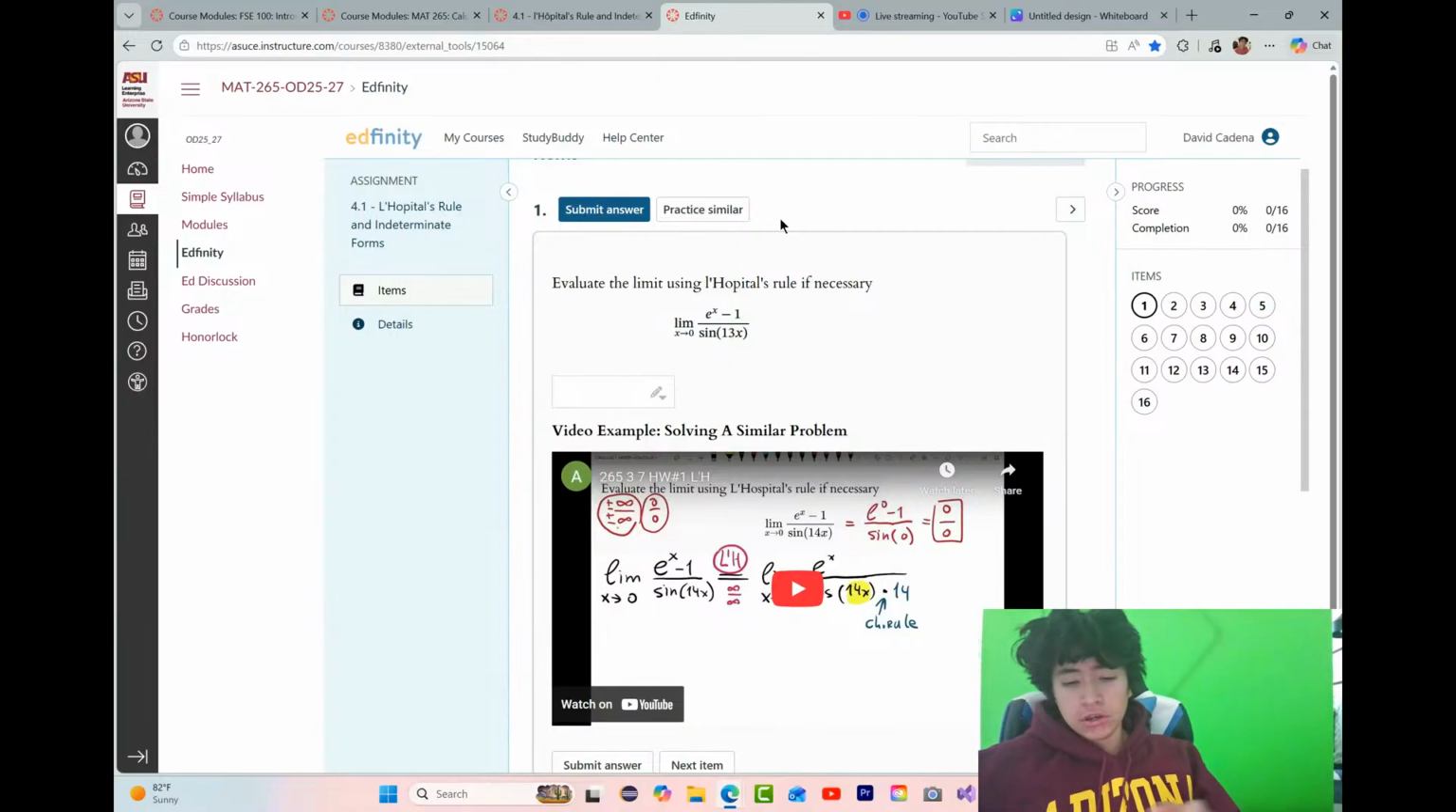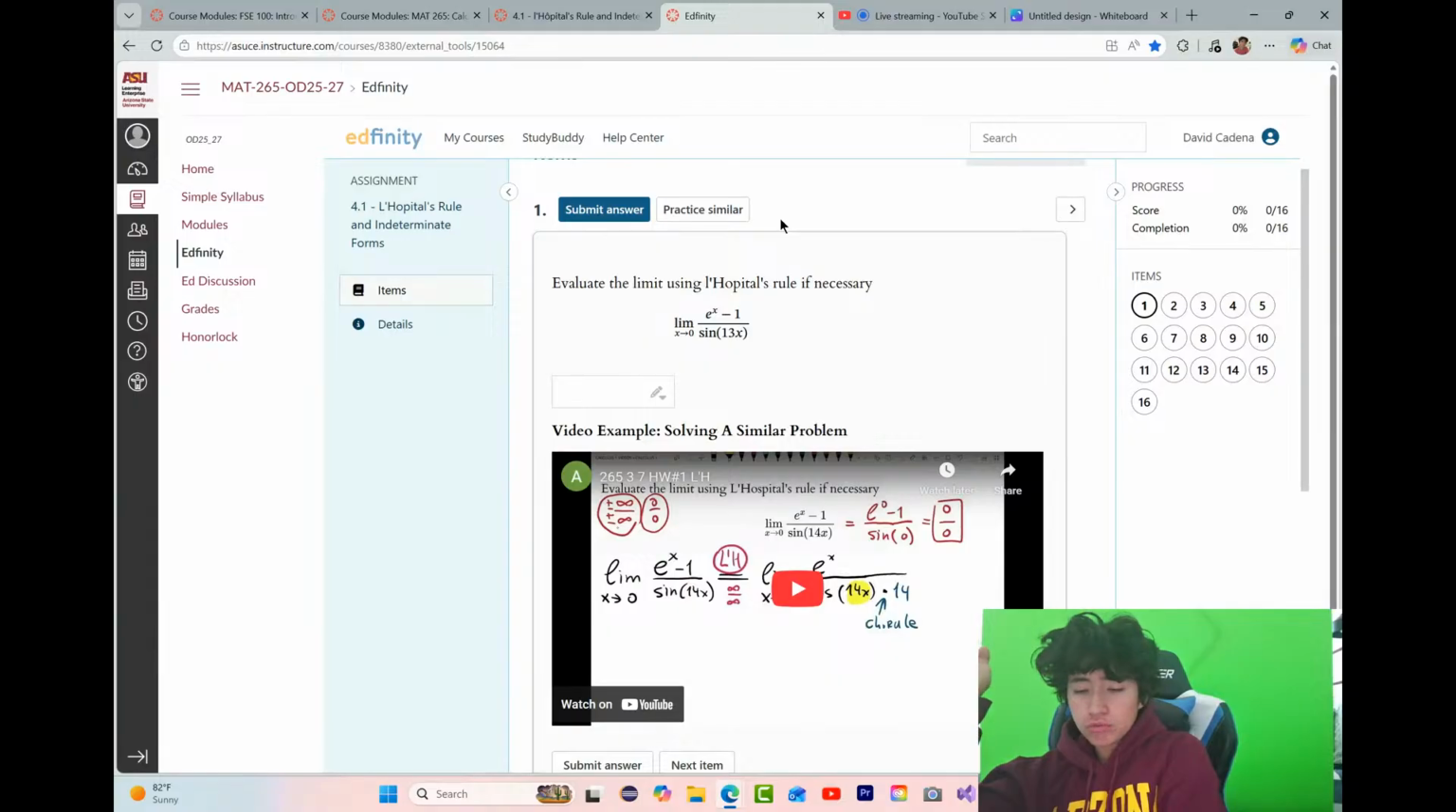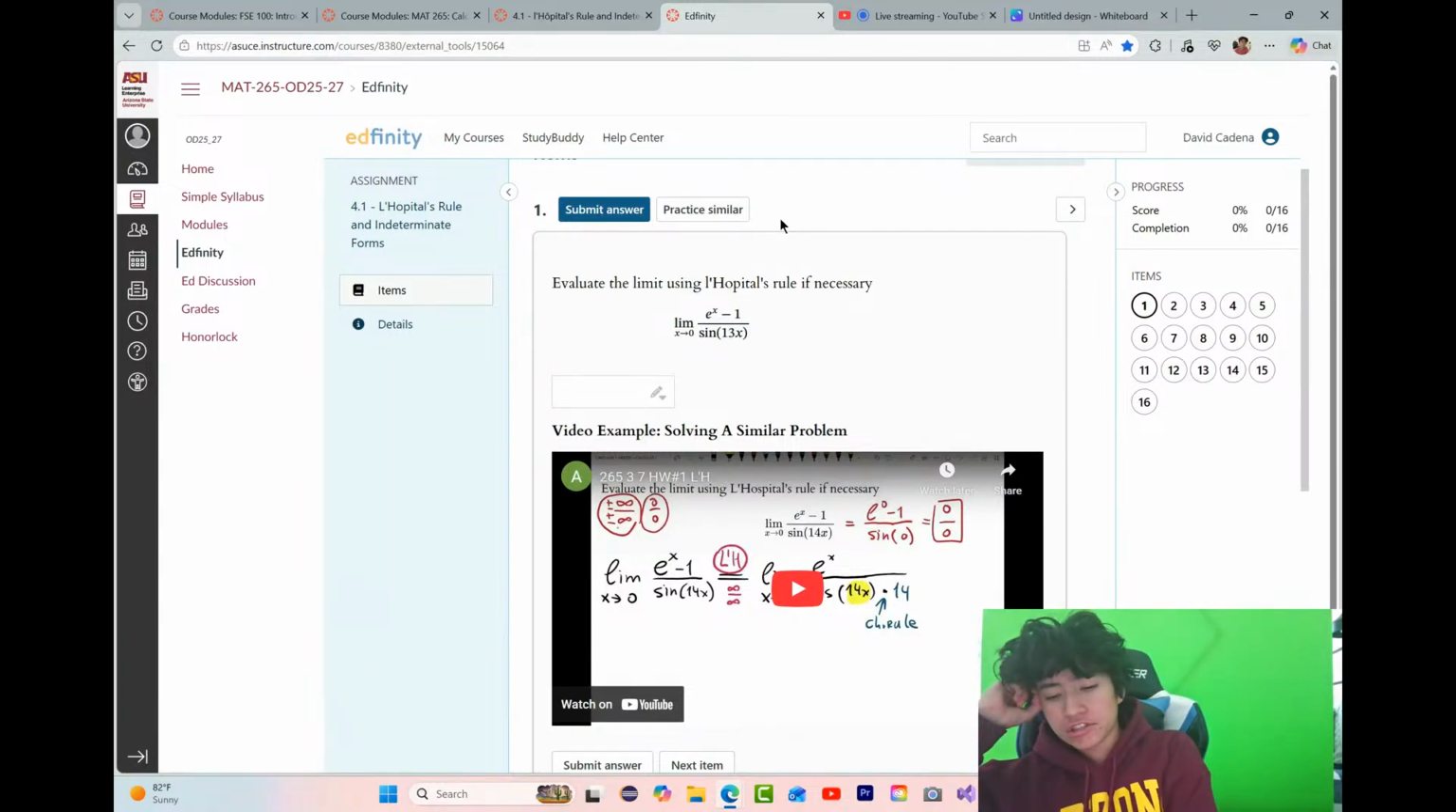So let's see if we must use L'Hopital's rule. Well, what we have to do: as x approaches 0, we have e to the power of x, and that tends to 1. 1 minus 1 is 0. So the numerator is 0. And in the denominator, we have sine of 13x. As x tends to 0, we will have sine of 0, which is 0. So we have 0 over 0. And what does that mean? That means we must apply L'Hopital's rule.